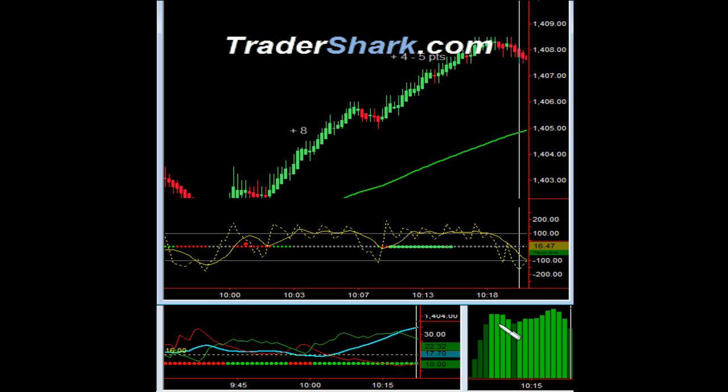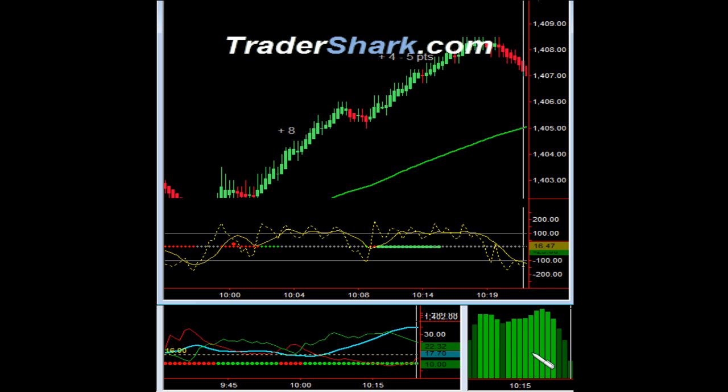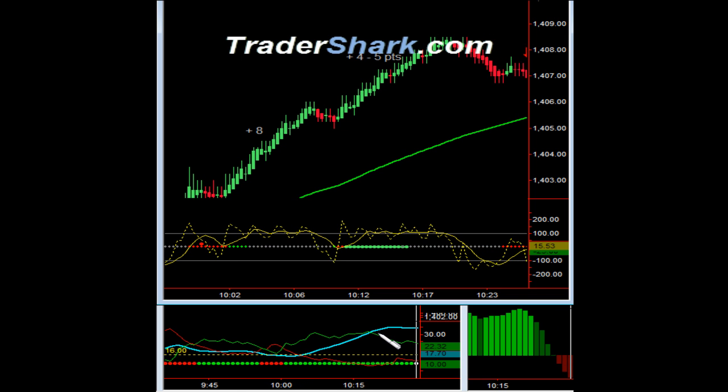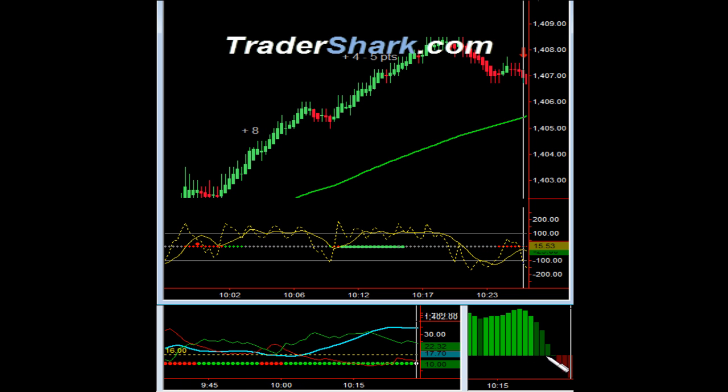Let's see what happens. Continue through. Our holding indicator would still have you in the trade. Directional indicator would have gotten you out. Now the holding indicator gets you out of the trade.